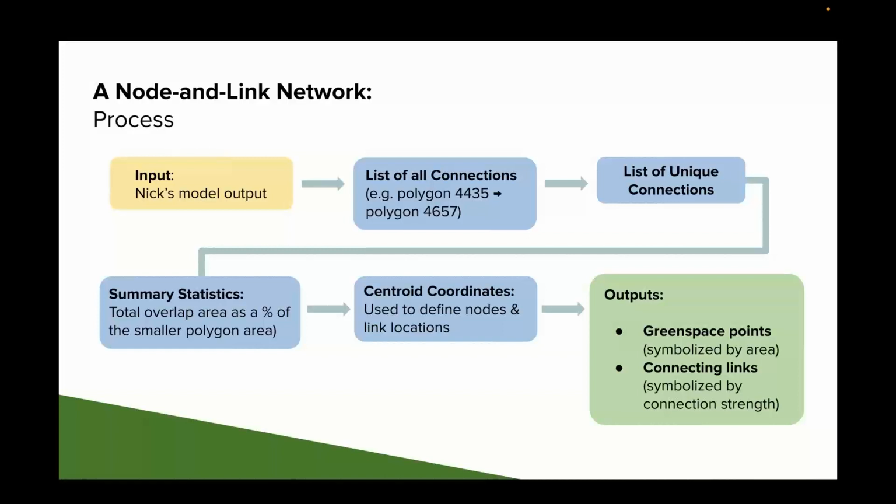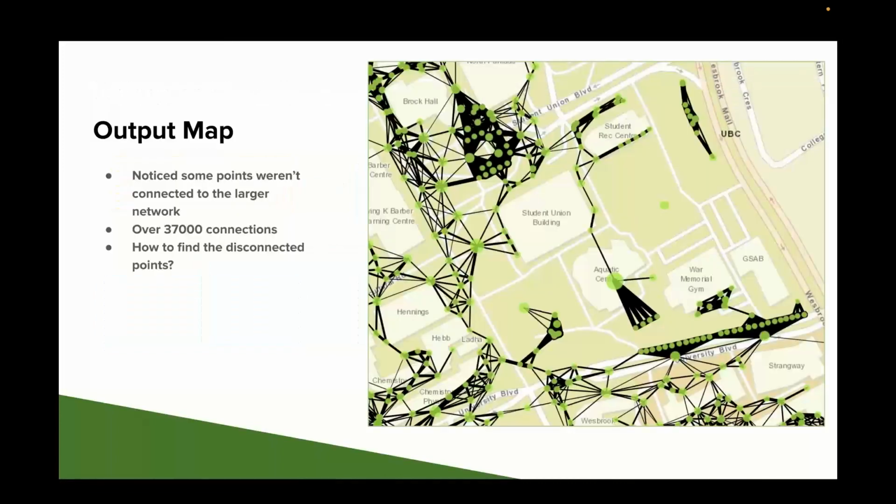Finally, all that was left was to place a point in the centroid of each polygon to create the nodes and work out the difference in coordinates between the 2 points that made up a connection to create the linking lines between them. These lines were made thicker or thinner based on the relative strength of the connection. You can see an example from this first map here on the screen.